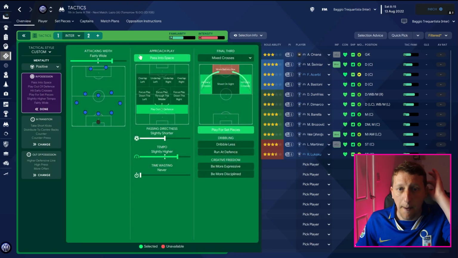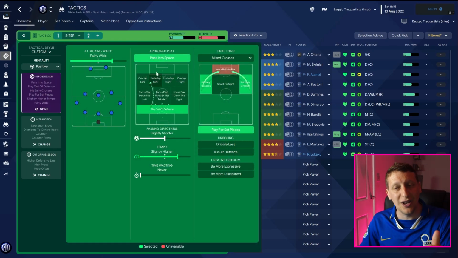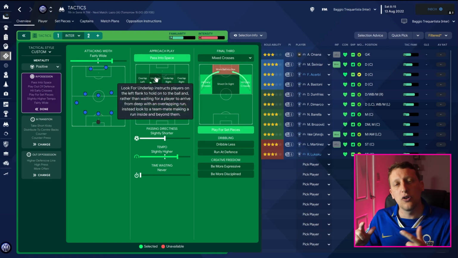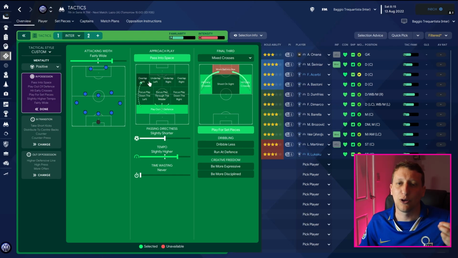Okay, here we go. Positive mentality. Fairly wide approach play, pass into space. Now we're doing that because they have got a higher number in terms of completed longer passes, and that's obviously because of players like Edin Dzeko, but pass into space because we want Lukaku charging into that left-hand side, don't we?